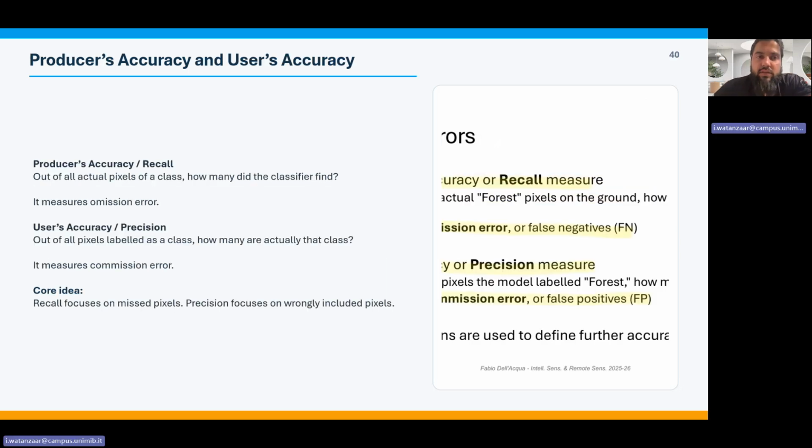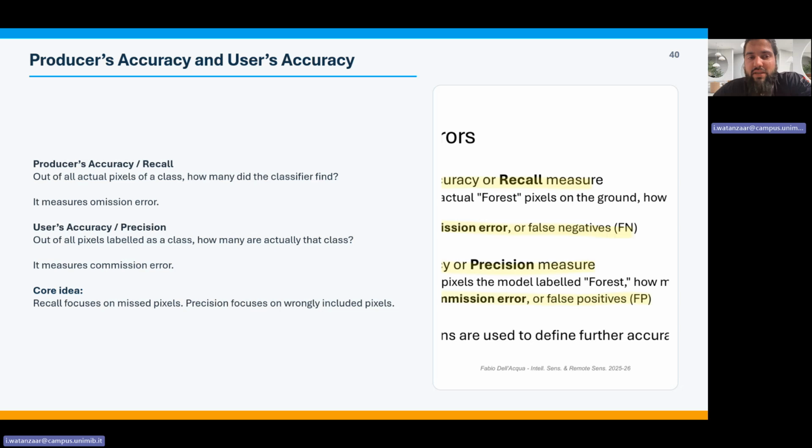Now we are discussing the producer's accuracy and the user's accuracy. The producer's accuracy is recall and the user's accuracy is precision. These relate more to omission and commission error. If you look at the producer's accuracy, or recall, it is out of all actual pixels of a class. So we have a class, and that is the actual class. How many did the classifier find from the actual class?